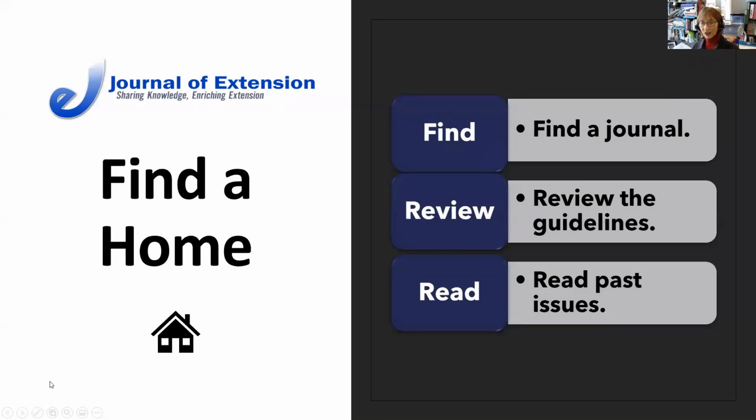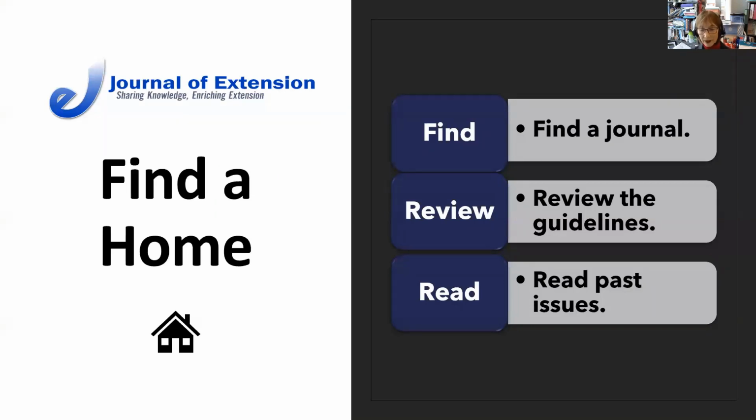Another strategy is finding a home. We've kind of already done this in this webinar, with the home that we're exploring being the Journal of Extension, but there are others. If the Journal of Extension isn't where your particular manuscript is aimed, you'll need to do that. So find the journal.